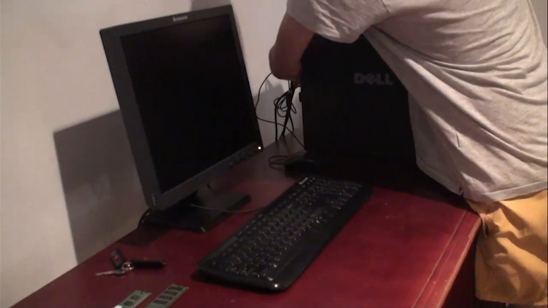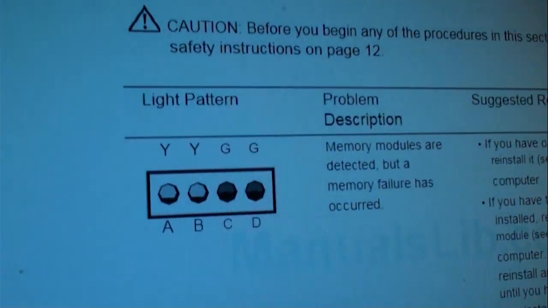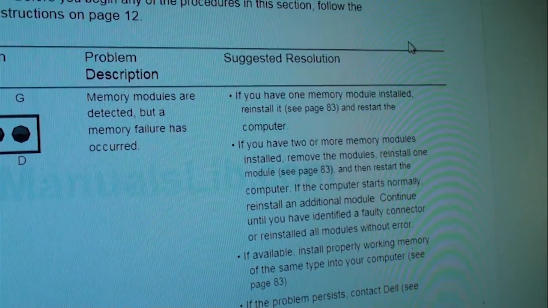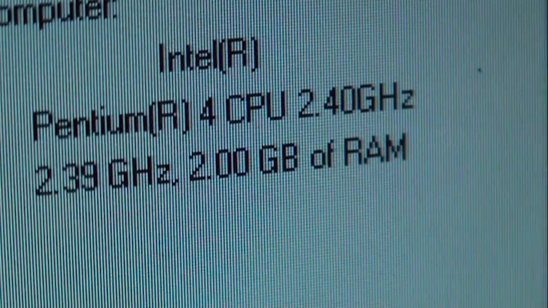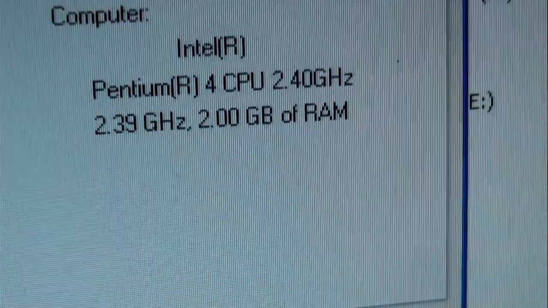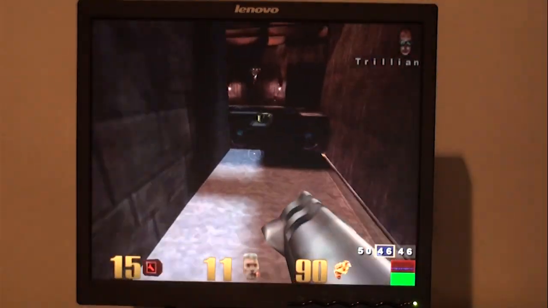Now, at first the RAM wasn't in properly, but after taking a look at Dell's genius error light system, we could see we just had to reseat it. After fixing that, we were back in Windows. Taking a quick check of the properties to make sure it all checked out, and now we jump into games to see if we've managed to change anything.